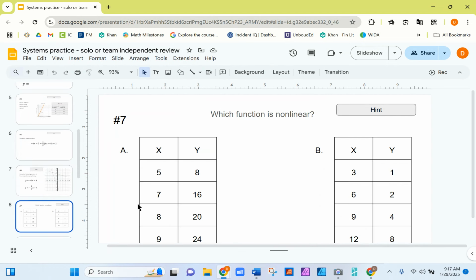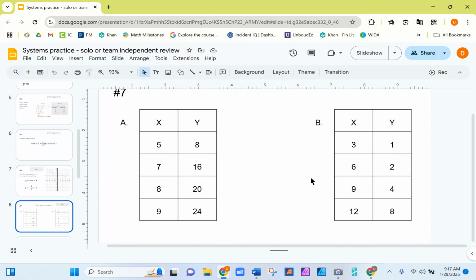Okay. Number 7, which function is nonlinear? Let's see, I'm going to just write the tables down here. 5, 8, 7, 16, 8, 20, 9, 24.